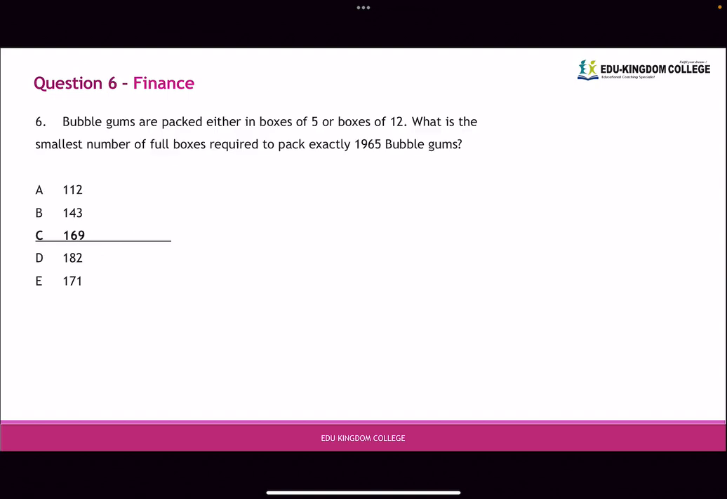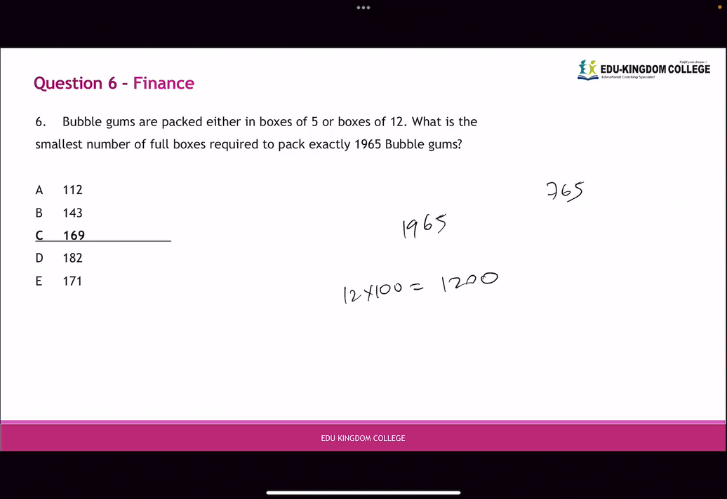Alright, bubble gums are packed either in boxes of 5 or boxes of 12. What's the smallest number of boxes fully required to pack exactly 1,965 bubble gums? Okay, so 1965. Let's see how many boxes of 12 we can do. So first we can do at least 100. So 12 times 100 equals 1200. So now we have 765 left over.